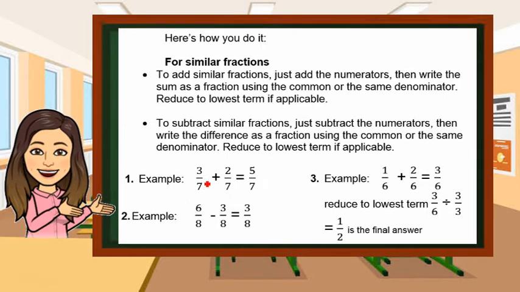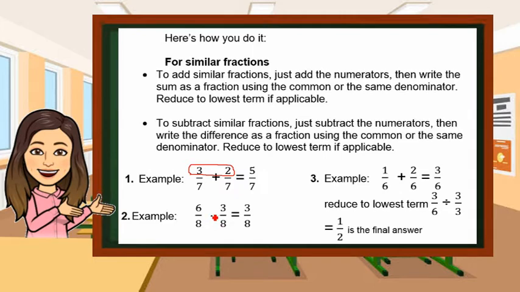So, we have here examples. 3 sevenths and 2 sevenths are similar fractions, because as you can still remember, they have the same denominator. That's why they are similar fractions. So our operation to use here is addition. We will just add the numerators, 3 and 2, which will give us the sum of 5 sevenths. So you only have to add the numerator.